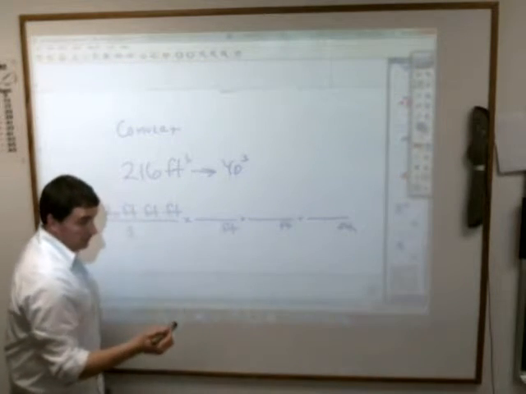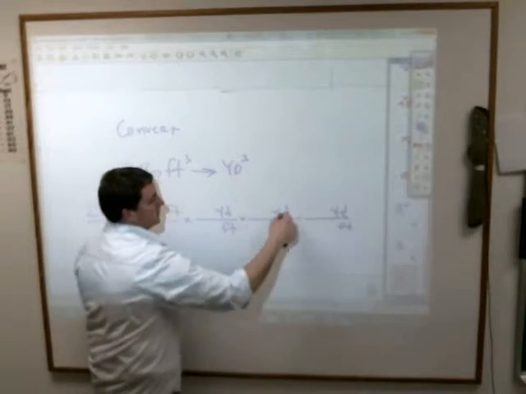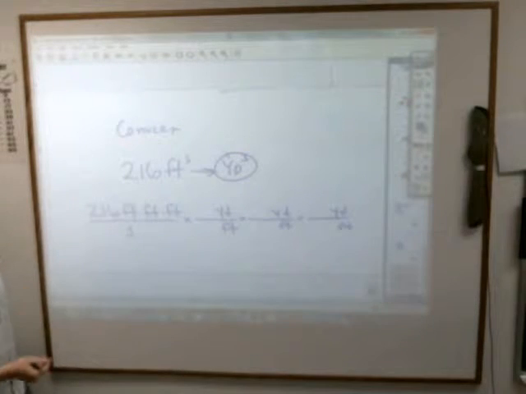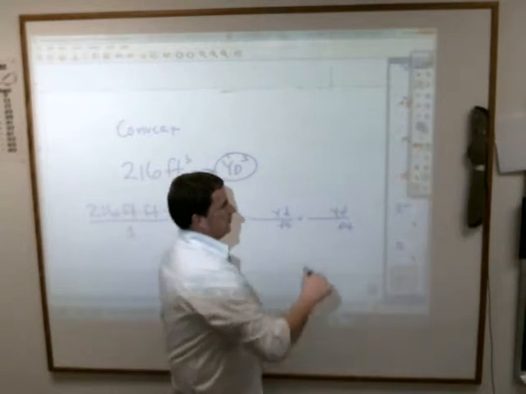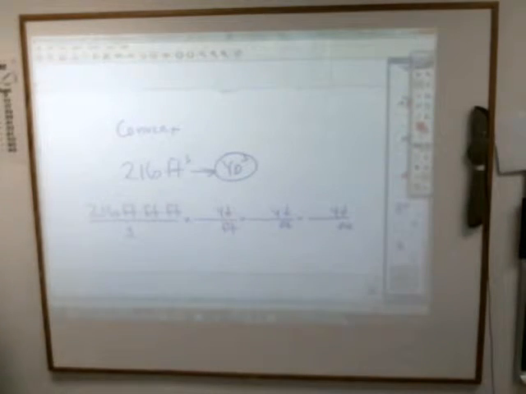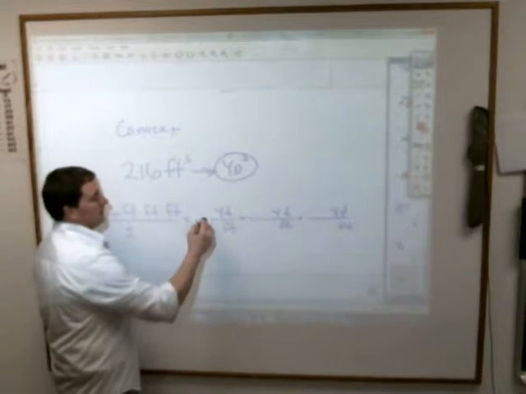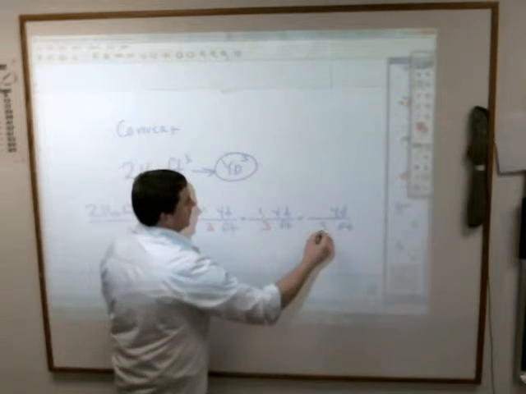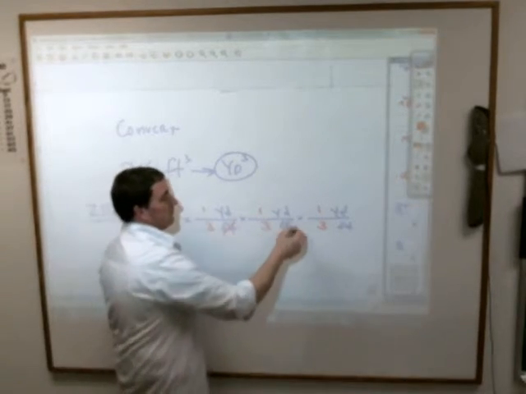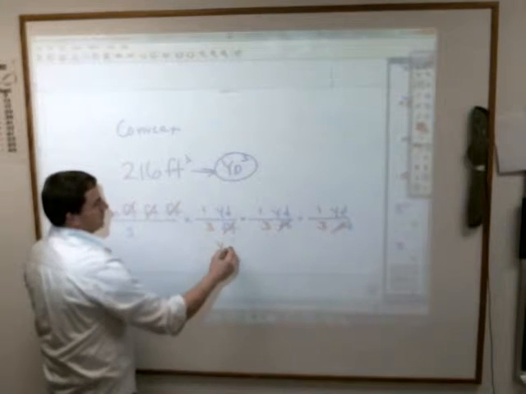What am I looking to turn it into? Yards, yards, yards. And when I multiply those 3 yards together, I get the yards cubed that I want. The only tough part is the conversion from feet to yards. How many feet are in a yard? 3 feet in 1 yard. And they're identical. Then the 3 feet labels cross off, and you have yards cubed left, which is what you wanted.